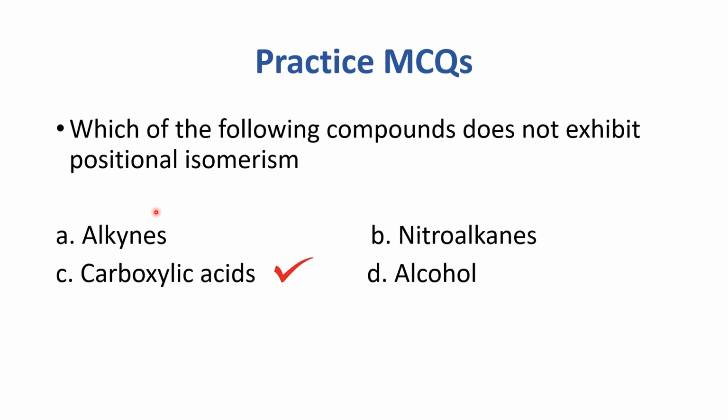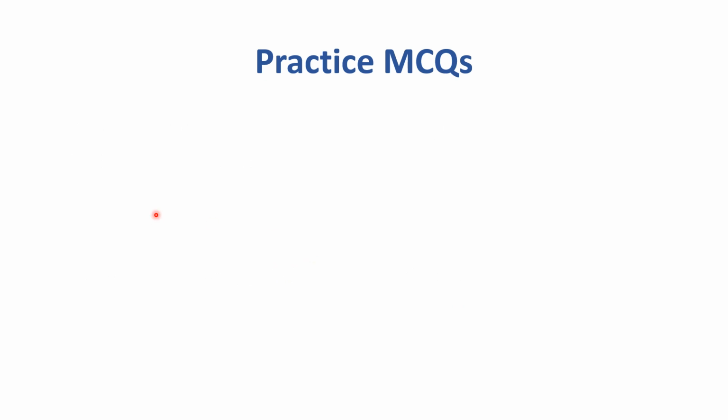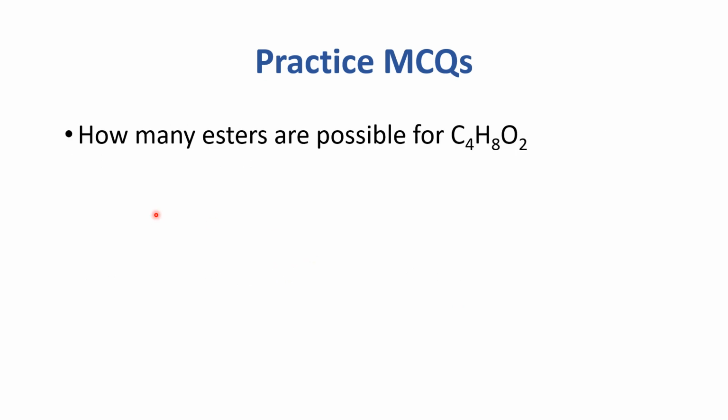So हमने सबसे पहले डिस्कस किया था अल्केन्स को जो पोजिशन आइसोमेरिज्म शो नहीं करते. नेक्स्ट वी हैव द कार्बोक्सिलिक एसिड्स और इसके अलावा एल्डिहाइड्स. ये ऐसे ग्रुप्स हैं जिनमें पोजिशनल आइसोमेरिज्म नहीं हो सकती. Another question is how many esters are possible for C4H8O2? And following are options 3, 5, 6 and 7 and the correct option is 3.